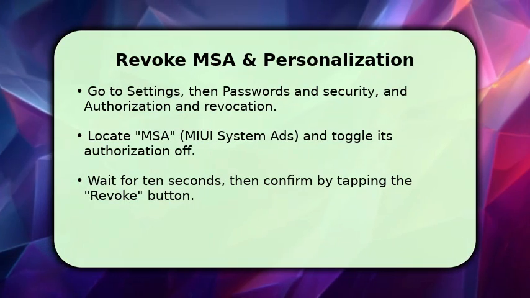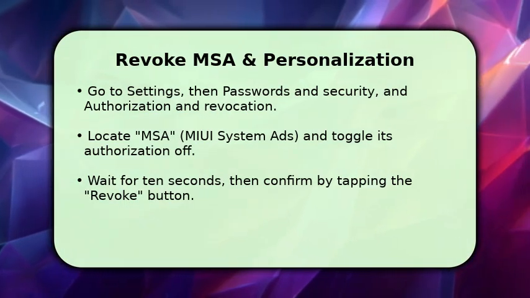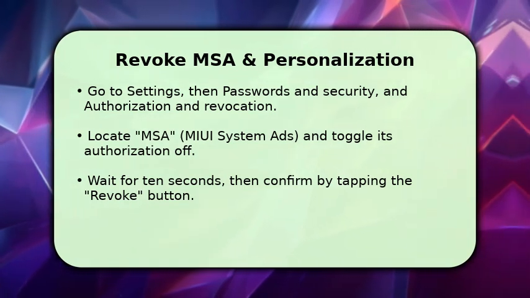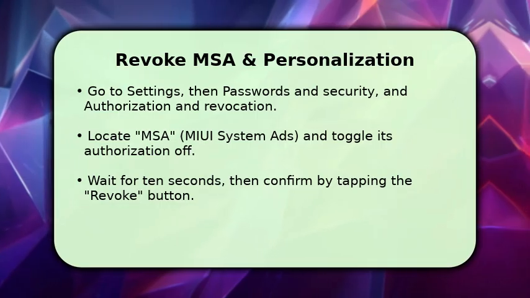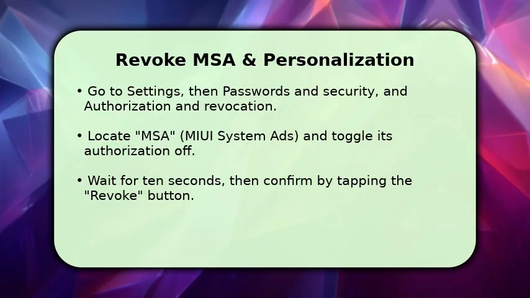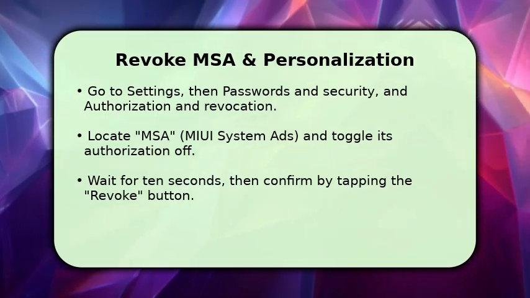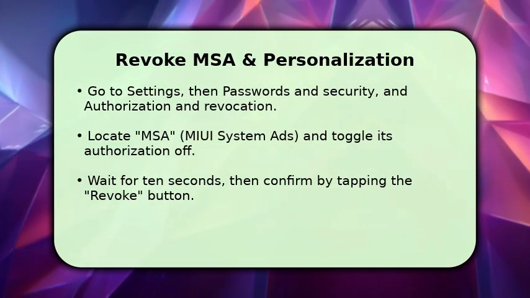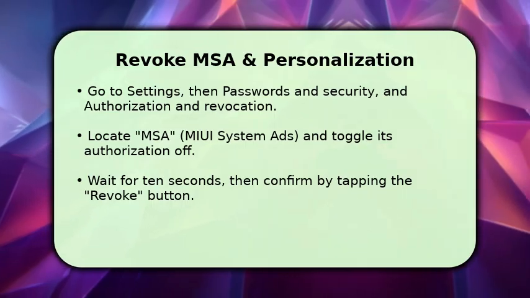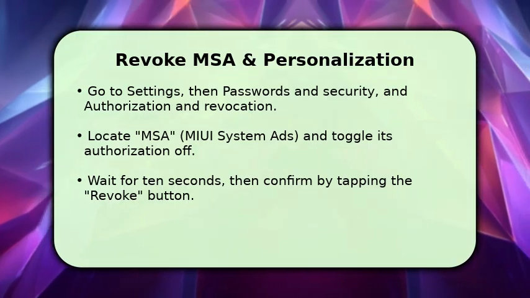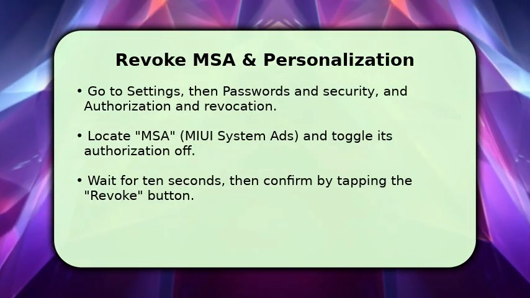A major step is revoking authorization for MSA or MIUI system ads. Go to your phone settings, then select Passwords and Security, followed by Authorization and Revocation. Find MSA in the list and toggle its switch to the off position. You'll need to wait for about 10 seconds before confirming the revocation. Additionally, navigate to Privacy, then Ad Services, and turn off personalized ad recommendations to prevent targeted ads from appearing.